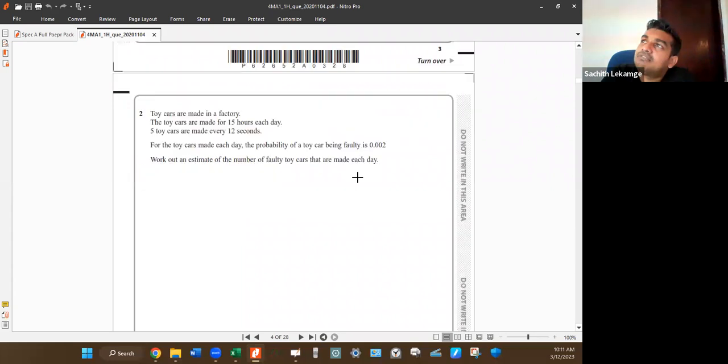Toy cars are made in a factory. Toy cars are made for 15 hours each day. Five toy cars are made every 12 seconds. For the toy cars made each day, the probability of a toy car being faulty is 0.002. Work out an estimate of the number of faulty toy cars that are made each day. Okay, yeah, I'll do this one.